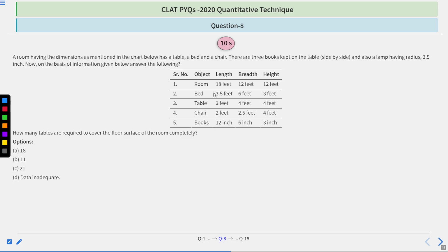The same passage is given to you and the same table. I'm not going through it again and again. Okay, let me just directly jump to the main question. The main question says, how many tables are required to cover the floor surface of the room completely? Options 18, 11, 21 or inadequate data is given to answer this question. You will have 10 seconds to try this question. After 10 seconds, we'll move towards the correct option and its explanation. So your time starts now.